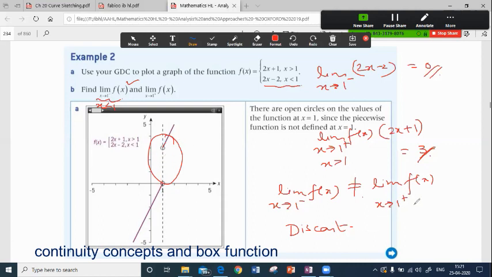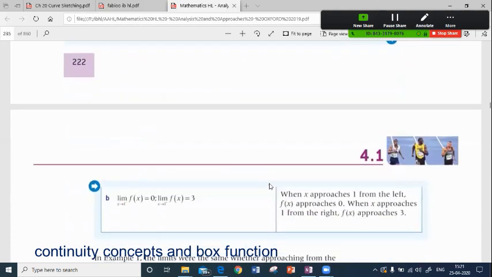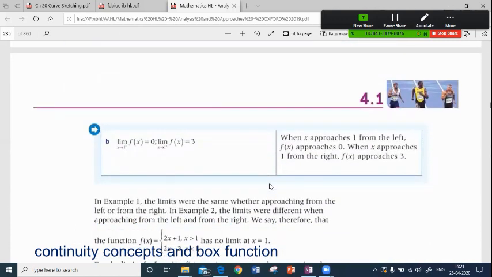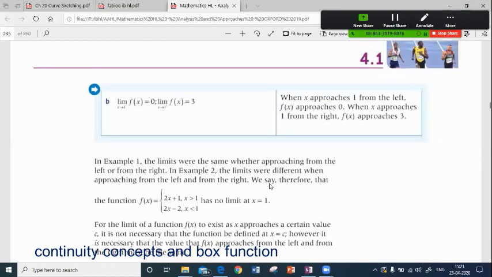Right? So you can just see the result also if you want. Here we have the result. So you have 0 and 3. Okay. One more thing, very important.